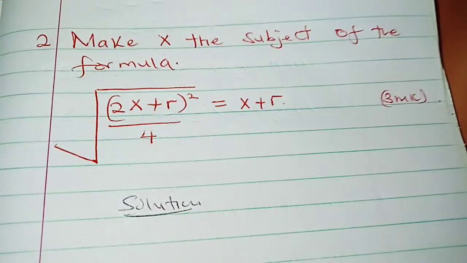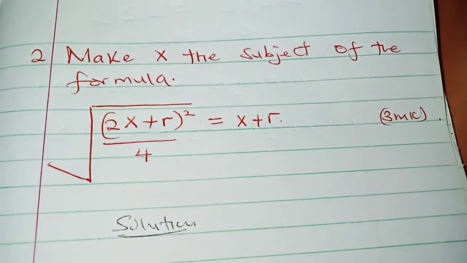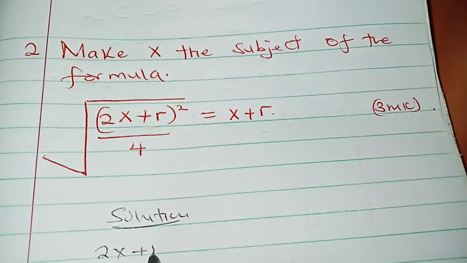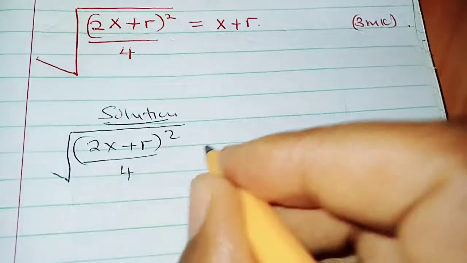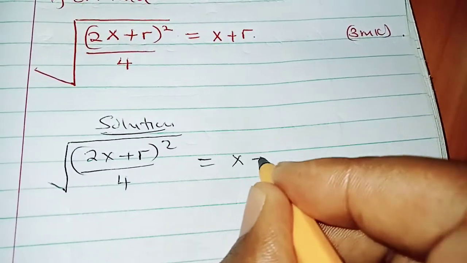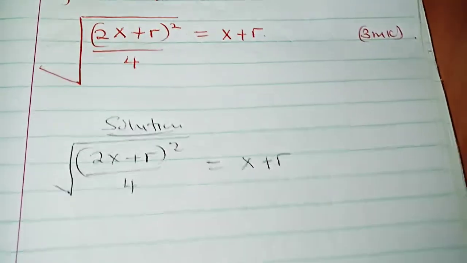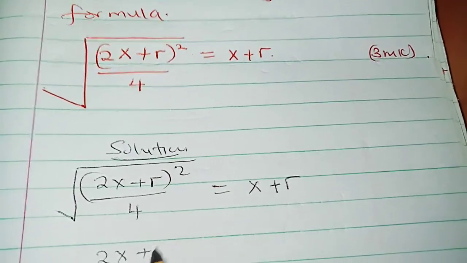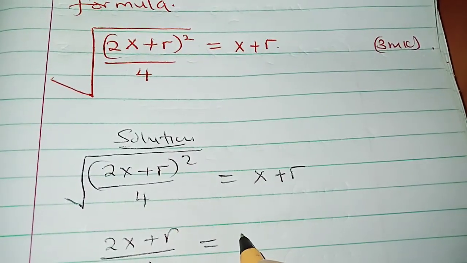Okay, so whenever you have a radical, you need to get rid of that, and we can square both sides to get rid of that radical. So we have (2x plus r) quantity squared, and we had a square root here, then over 4. Remember, this 4 is not part of the square, but it's covered by the square root. So what we are going to do is to square both sides, and we are going to get rid of this radical symbol.